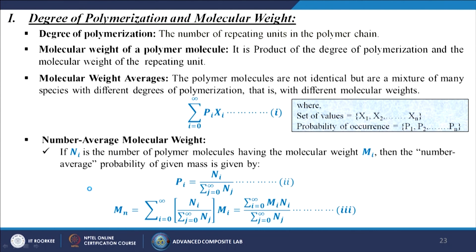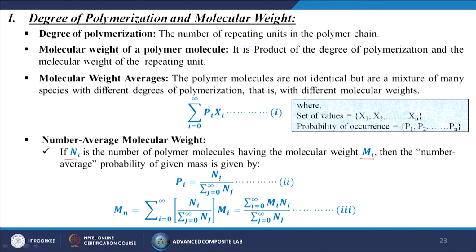So, it is generally the summation over i from 0 to infinity of pi xi. What is the number average molecular weight? If Ni is the number of polymer molecules having the molecular weight Mi, then the number average probability of a given mass is given by pi equal to Ni by the summation over j from 0 to infinity of Nj.